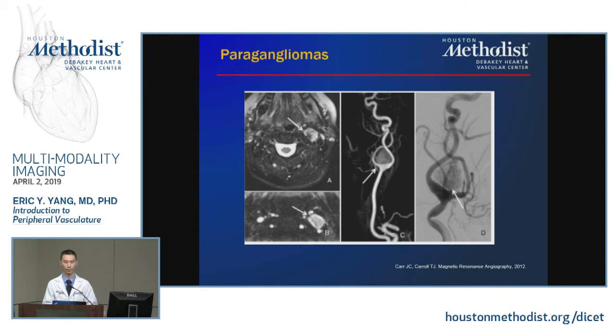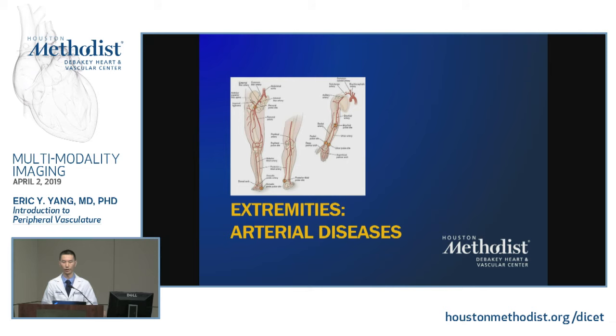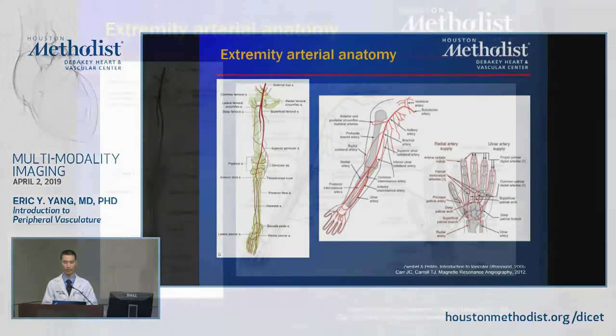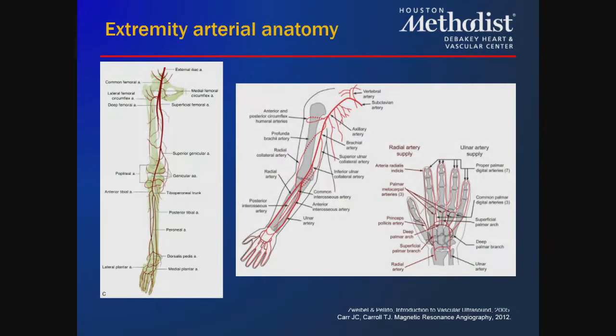Okay, moving on to the next vascular bed, I'm going to briefly talk about arterial diseases. In terms of extremity arterial anatomy, of course, everyone's familiar with the femoral artery, SFA, and the three-vessel runoff into the calf. One should also be aware, of course, of the brachial artery bifurcating into the radial and ulnar as well. Everyone who goes through the cath lab should be aware of this anatomy.